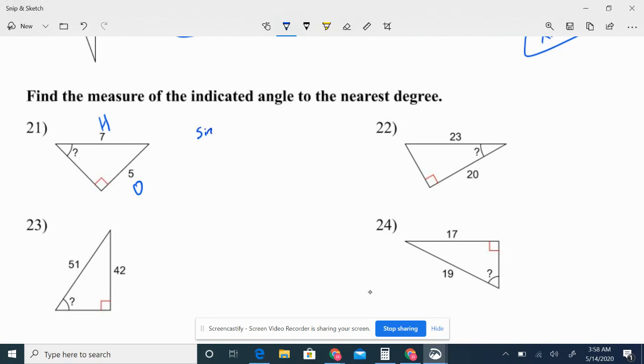So I'm going to say the sine of, I don't know what the question mark is, so I'll call it x. Sine of x is equal to 5 over 7. Since sine is opposite over hypotenuse, I did 5 over 7. I do want to have my x and my fraction switch places, and I can do that as long as instead of sine, I call this sine inverse. Sine inverse of 5 over 7 equals x.